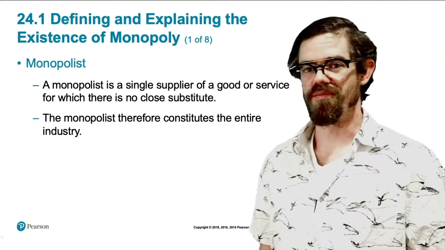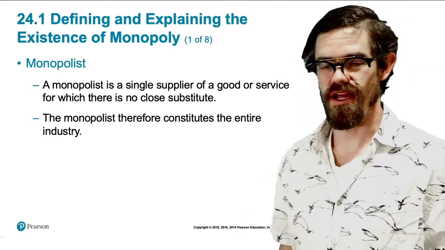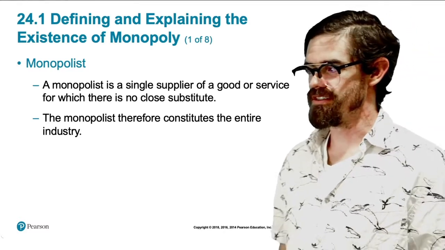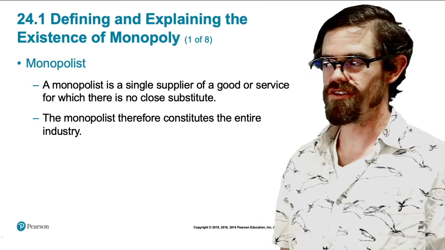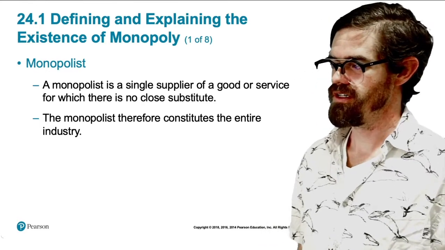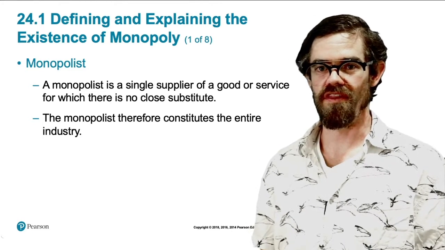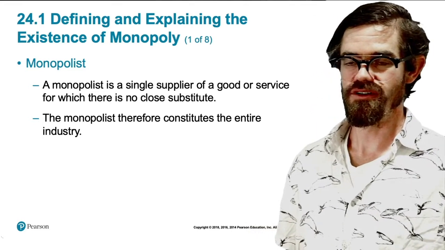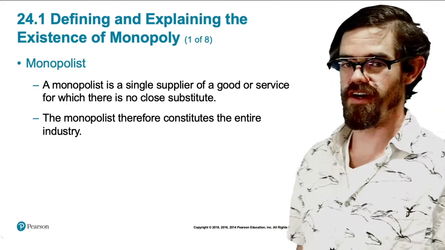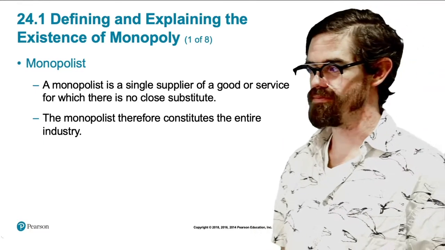All right, so let's start off by defining and explaining the existence of monopoly. So what is a monopolist? As I'm sure most of you already know, a monopolist is a single supplier, a sole supplier of a good or service for which there are no close substitutes. And so therefore the monopoly essentially constitutes the supplier for the entire industry. Quite the opposite of perfect competition, where there are lots and lots of sellers. In fact, it's the exact opposite end of the spectrum if we're thinking of firms as being somewhere on a spectrum.